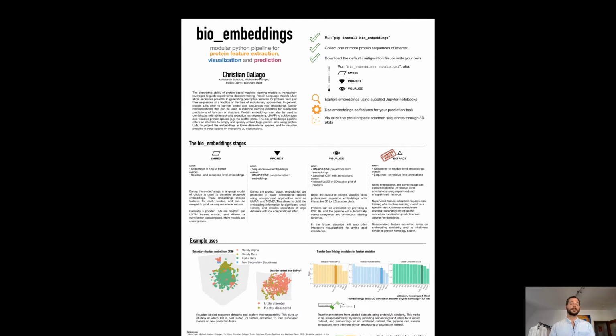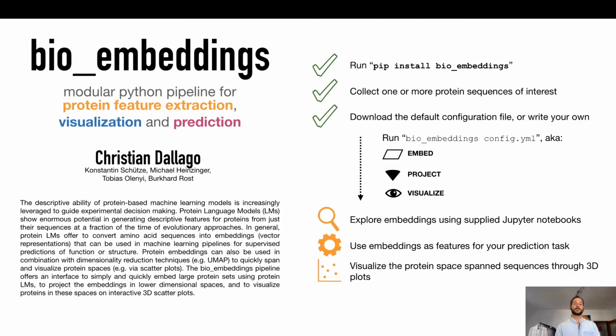I am at Rostlab at the Technical University of Munich, and today I'm going to talk to you about bioembeddings. Bioembeddings is a modular Python pipeline for protein feature extraction, visualization, and prediction. We extract features using language models, which are generally used for natural language processing approaches, like to translate from one language into another one. Over the last year and a half, and even more, in protein bioinformatics, language models have been used for various purposes.